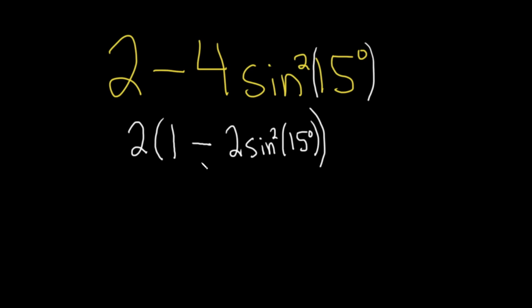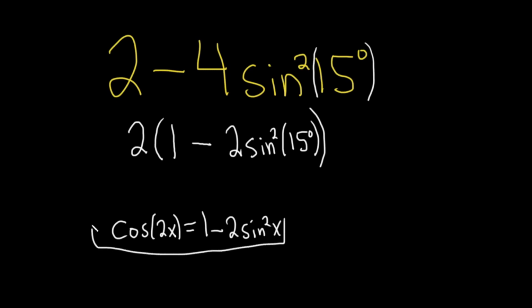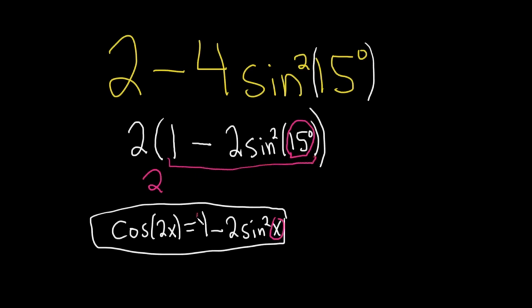So at this point, there's an identity that comes to mind. Recall that if you have the cosine of 2x, that's equal to 1 minus 2 sine squared x. This is an identity from trig that we're going to use in this problem. So here we still have our 2, and our x is 15 degrees. That's our x. And you see there's the 2, there's the sine squared, there's the 1. So all of this is all of this down here.